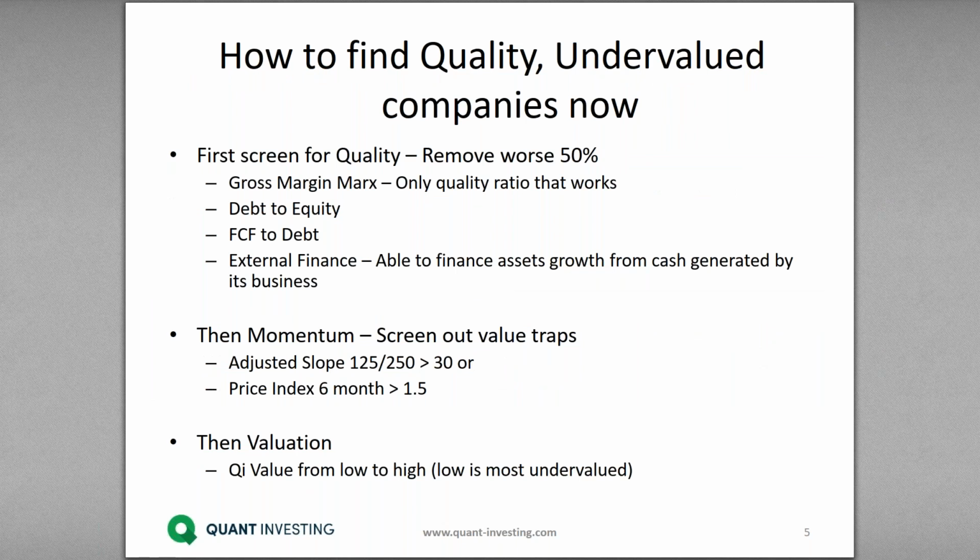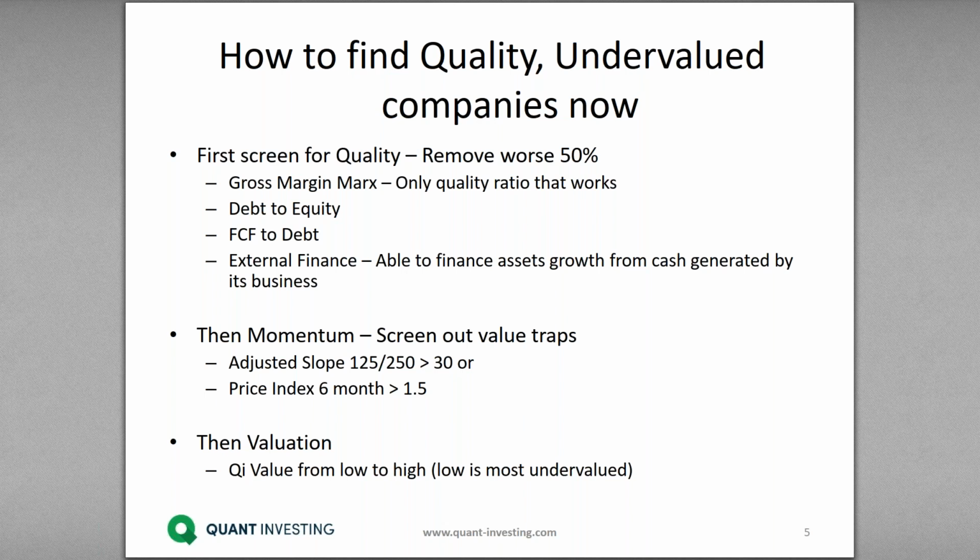Now let's get to how to find quality undervalued companies now. Because a lot of companies were underperforming substantially during the corona crisis with the lockdowns and whatever, I thought it would be better to start the screening from the point of view of looking for a quality company first, which means removing the worst 50% of companies according to gross margin marks. Gross margin mark is gross profit divided by assets. It's one of the only quality ratios we tested that really worked well.